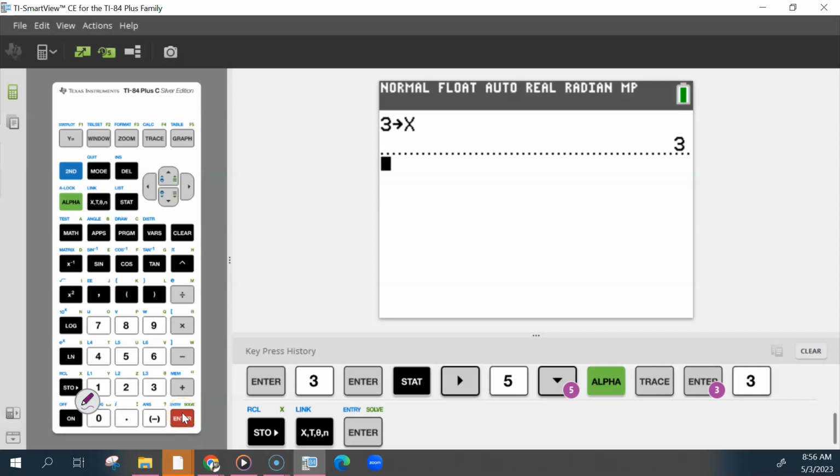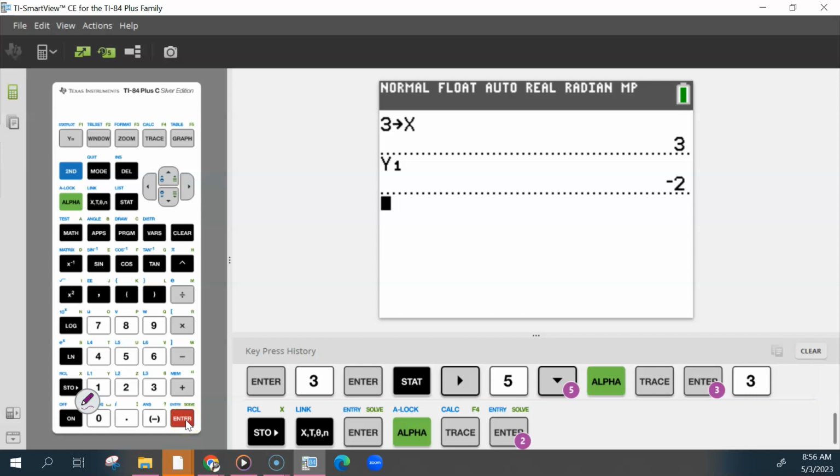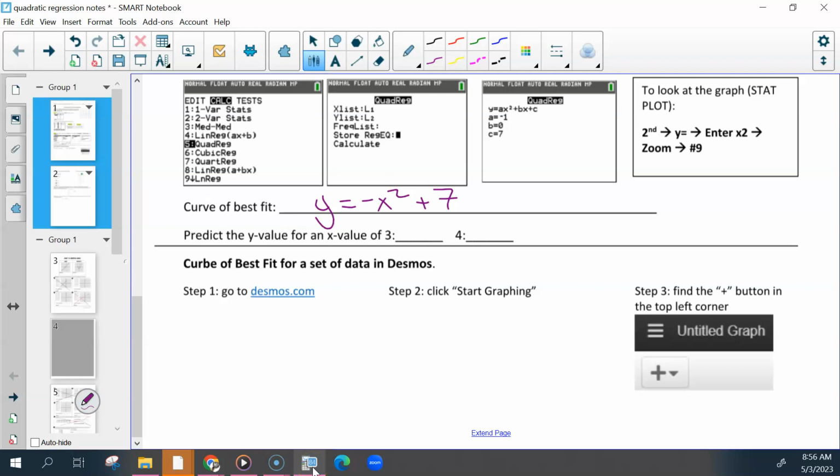I'm going to go back and hit alpha trace. Wherever I stored it, I'm going to hit enter and enter again. And that's going to tell me my y value when x is 3. We're going to do the same thing with 4.